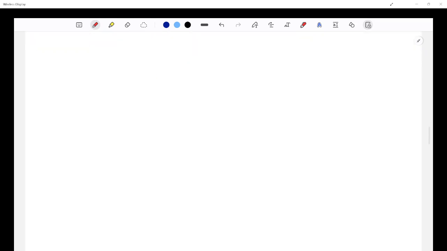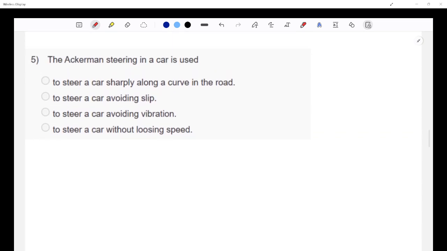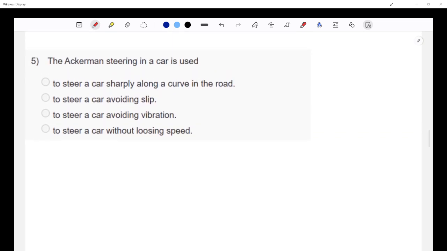Let's move to the fifth question. The Ackermann steering in a car is used to steer a car sharply along a curve in the road, to steer a car avoiding slip, to steer a car avoiding vibration, to steer a car without losing speed. Okay. So this is a classical conceptual question on Ackermann steering.